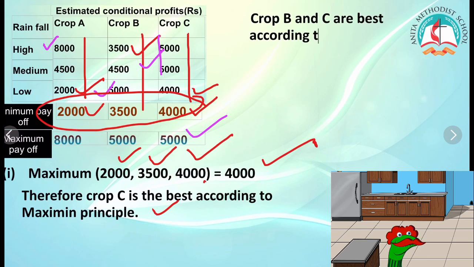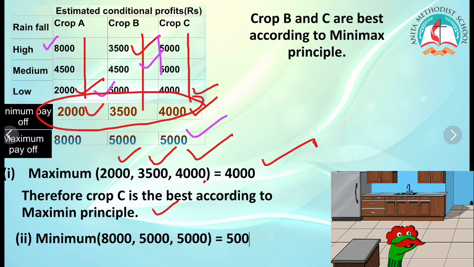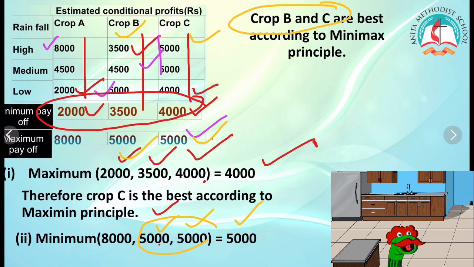Coming to minimax, B and C are best. I'll explain how it comes. Now you find out the minimum of 8,000, 5,000 and 5,000. So which is the minimum number here? 5,000. Okay, so 5,000 is present in B place as well as C place. Therefore, crops B and C are the best according to the minimax principle. Clear all of you children?